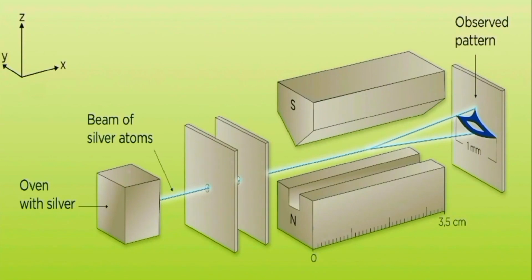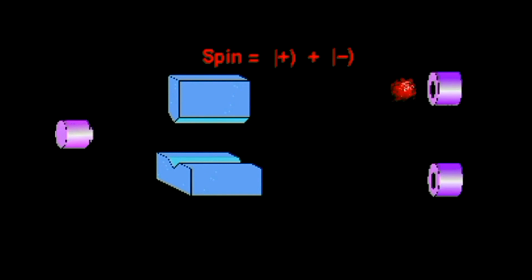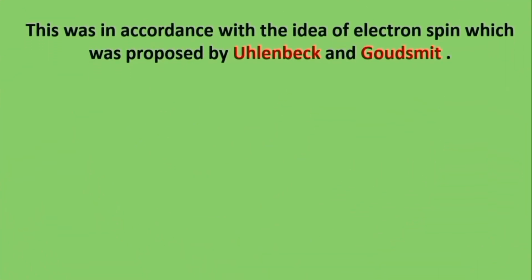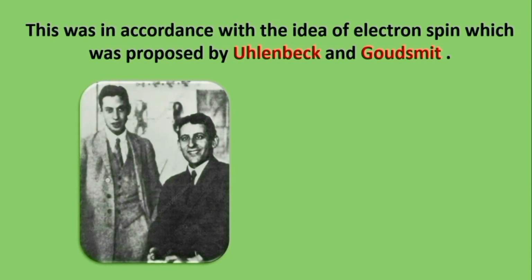The particles with non-zero magnetic moment are deflected from a straight path due to the magnetic field gradient. The screen reveals discrete points of accumulation owing to their quantized spin. This experiment proved that the electron has intrinsic angular momentum, which is independent of orbital angular momentum. This was in accordance with the idea of electron spin, which was proposed by Uhlenbeck and Goudsmit in 1925.